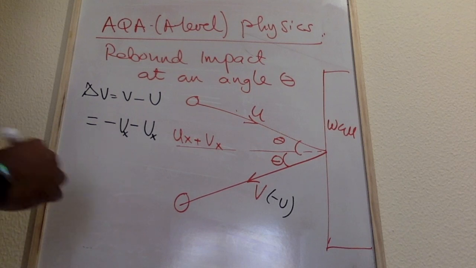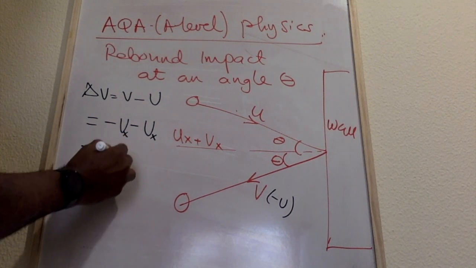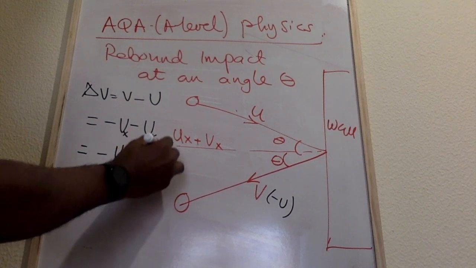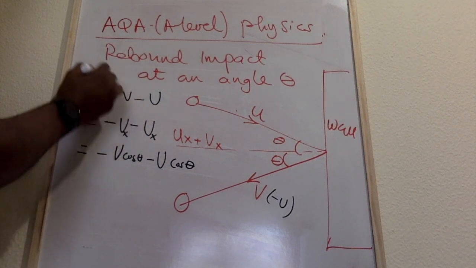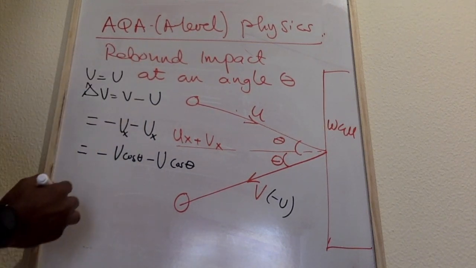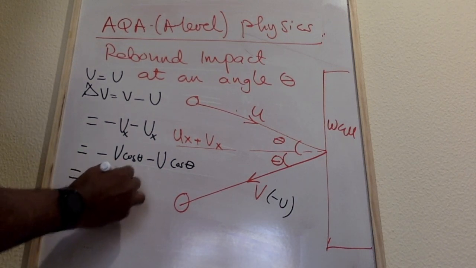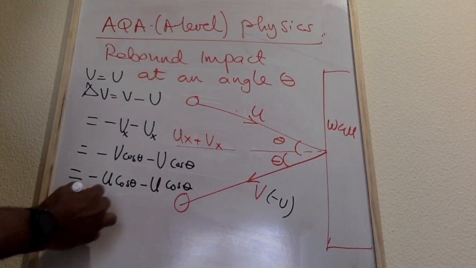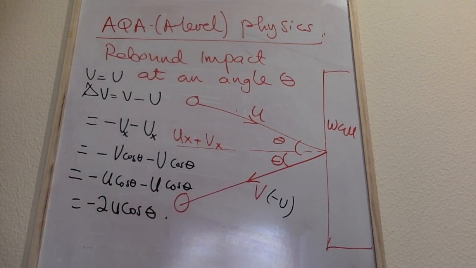So if we look at that, then we're going to end up with minus v cos theta minus u cos theta. And since we already said that v is the same as u, we then say that this is the same as minus u cos theta minus u cos theta, which then gives us minus 2u cos of theta. Now, this is the change in velocity.